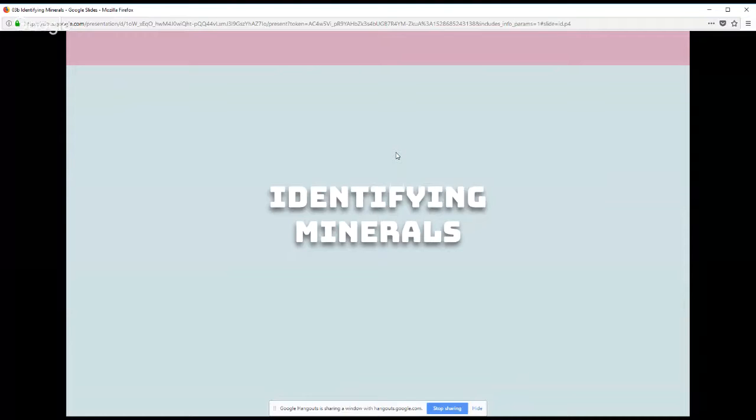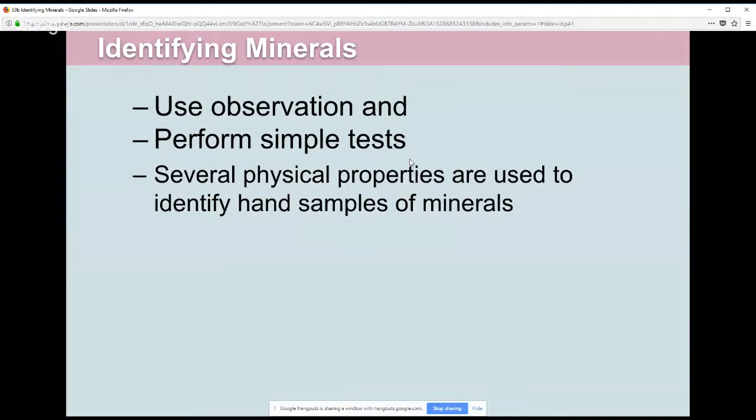Today we're going to learn about identifying minerals and how geologists do it. This is for introductory level material. Identifying minerals is relatively easy. As discussed in one of the previous lectures, there are well over 4,000 different minerals out there. With a little bit of observation and a few simple tests, you can narrow down a lot of those minerals to just a handful of potential candidates.